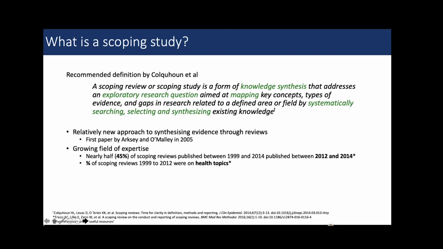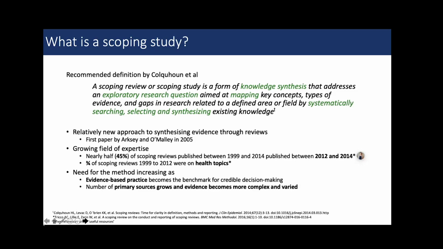It's quite a new approach. The six steps of how to do this were set out by Arksey and O'Malley in 2005, but it's quite a quickly growing field of expertise. A study looked at the scoping reviews done between 1999 and 2014, and nearly half of them were done in the last two years of that time period. And three quarters were done just on health topics. So it's quite an important methodology in public health and health.